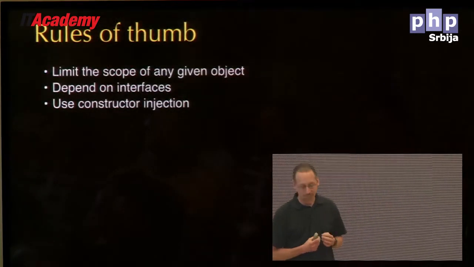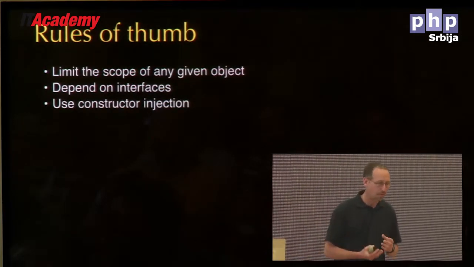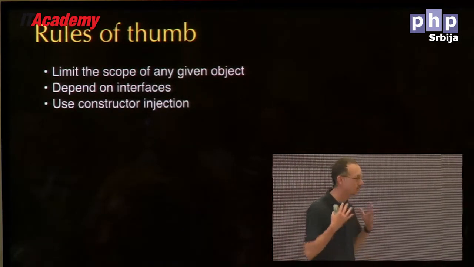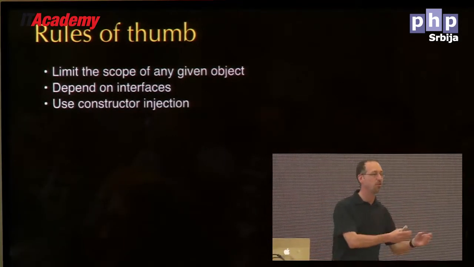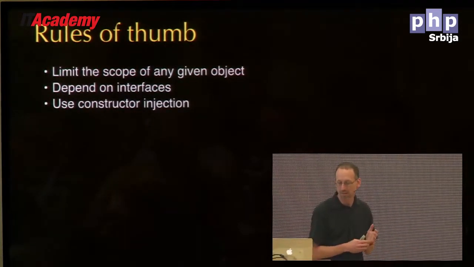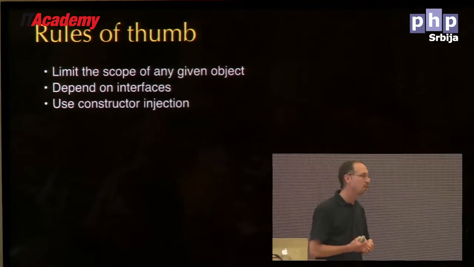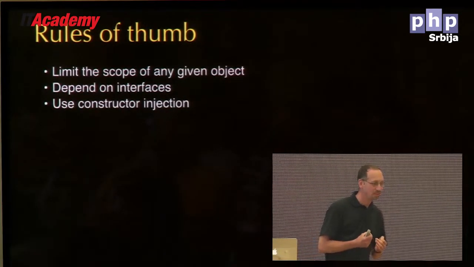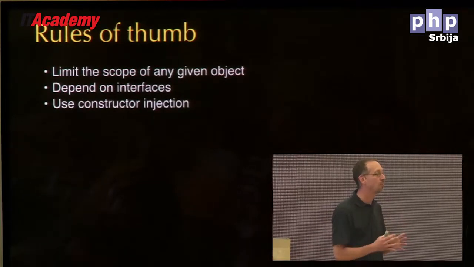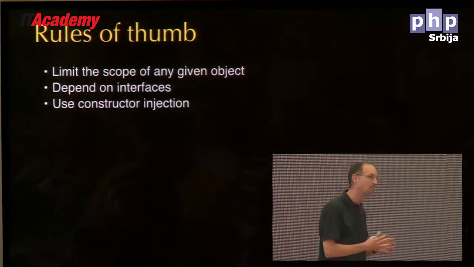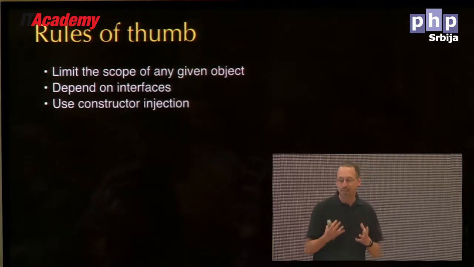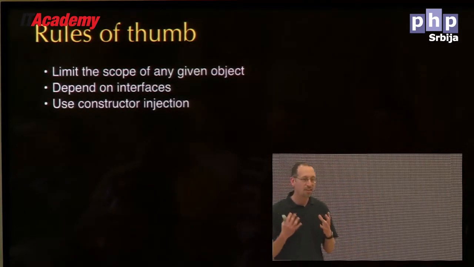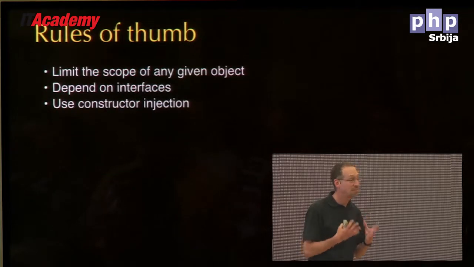Do not do this. So as a rule of thumb, when you're talking about creating objects and dealing with objects and injecting other objects into your objects, limit the scope of your objects. It is much easier to write code that doesn't do much. It is much easier to write a class with a single responsibility. The net effect of that is that any given class will have less dependencies. That makes it easier.